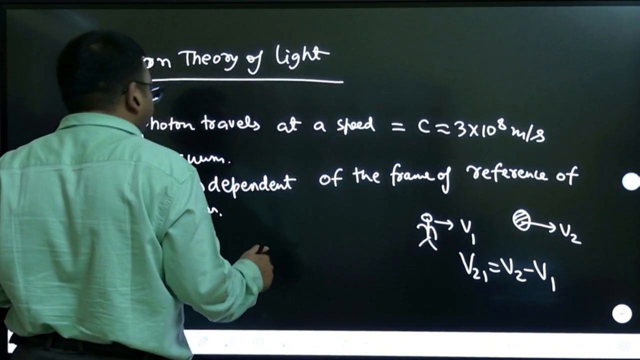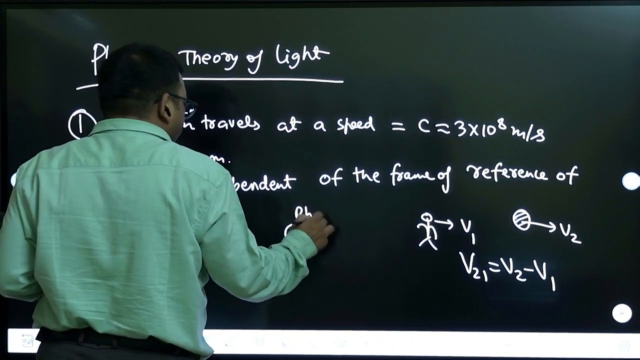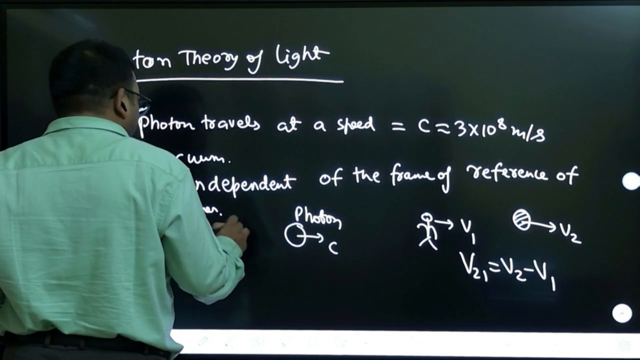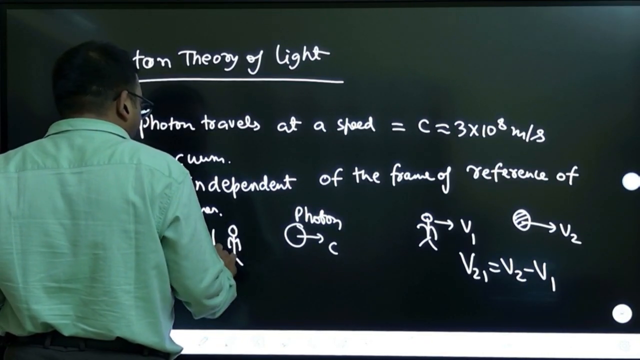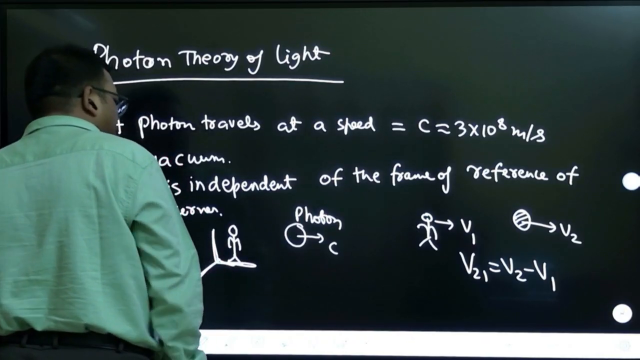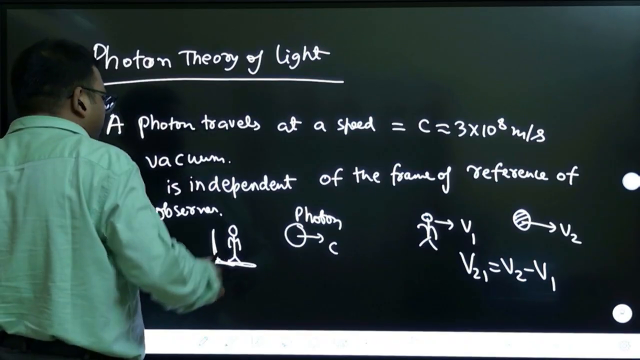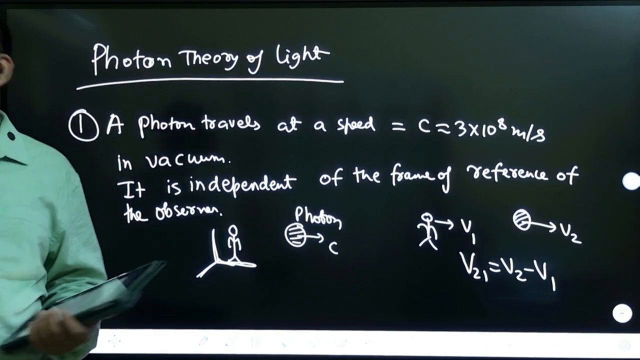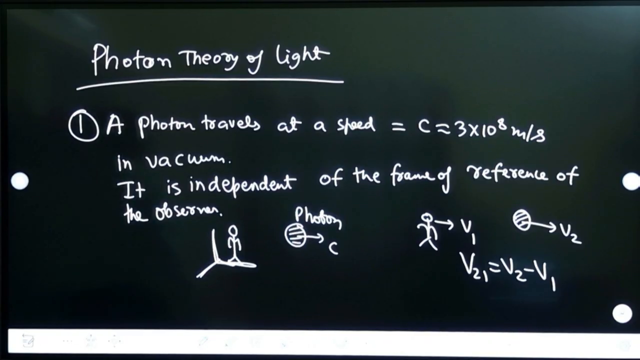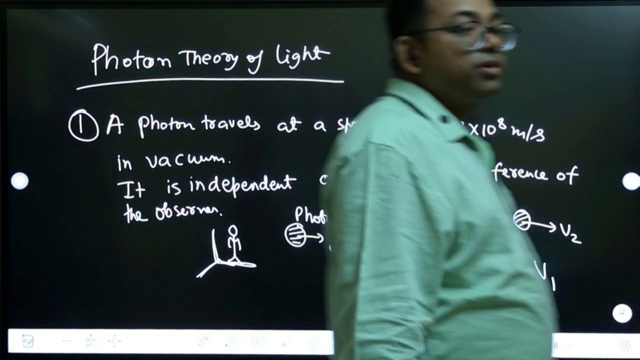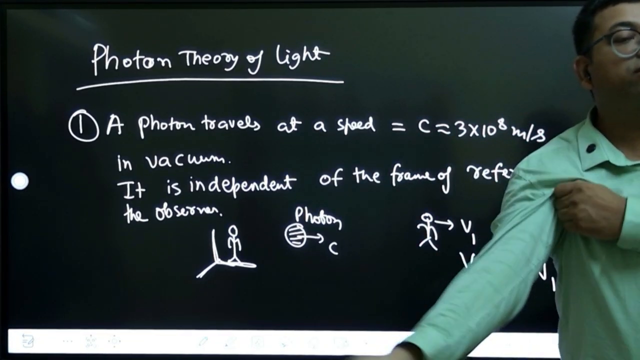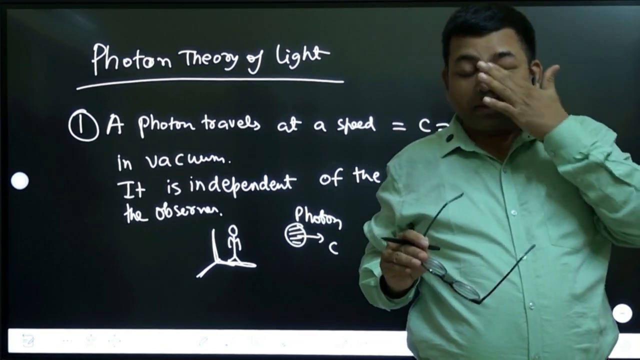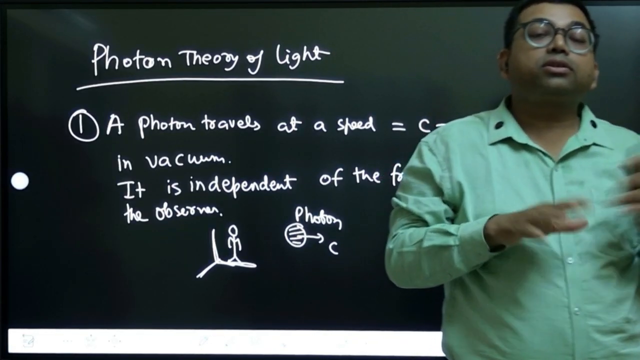But in case of light, suppose we are talking of photon. The photon is going with a velocity equal to the speed of light. So this velocity can be studied from any frame of reference. It doesn't matter, because the observer can be in any frame. This will not change even if the observer is moving with some velocity, and that is the basis of Einstein's theory of relativity. Einstein's theory of relativity is actually based on this idea that with respect to the frame of reference, light velocity does not change.